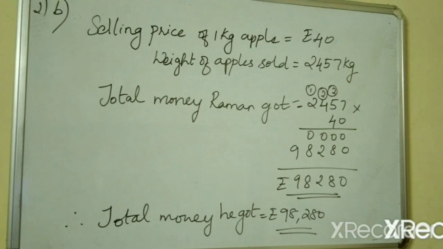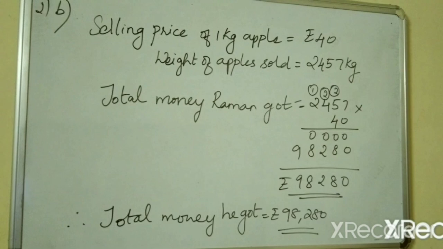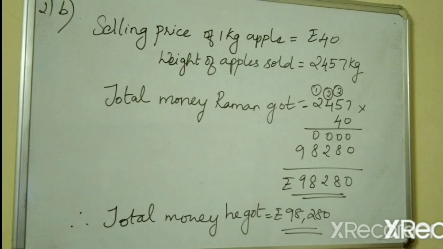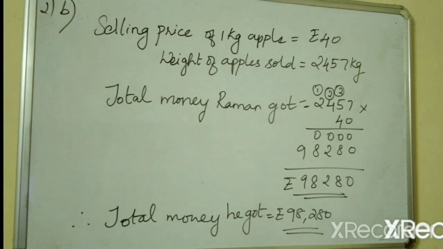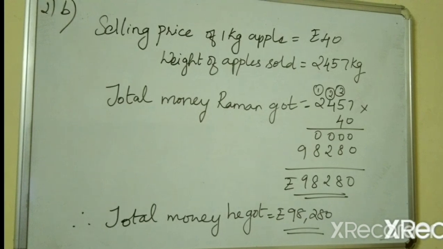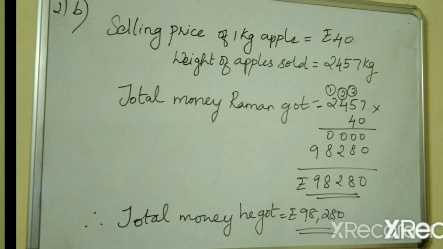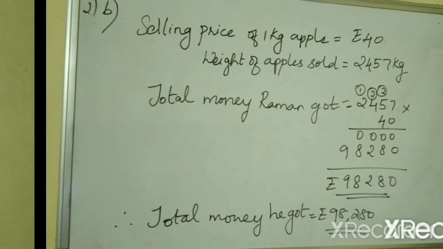So for finding the total money, we have to multiply 2457 by 40, because 1 kg rate is given. Totally this much kg or weight of apples are sold. So to find total money he got, we have to multiply. So multiplying, we will get 98,280. That is the total money he got by selling apples.